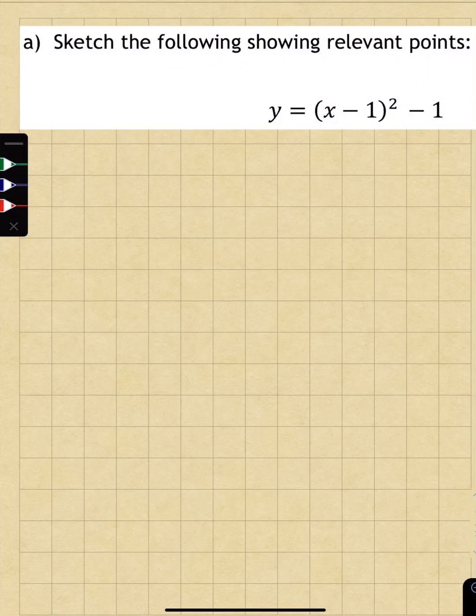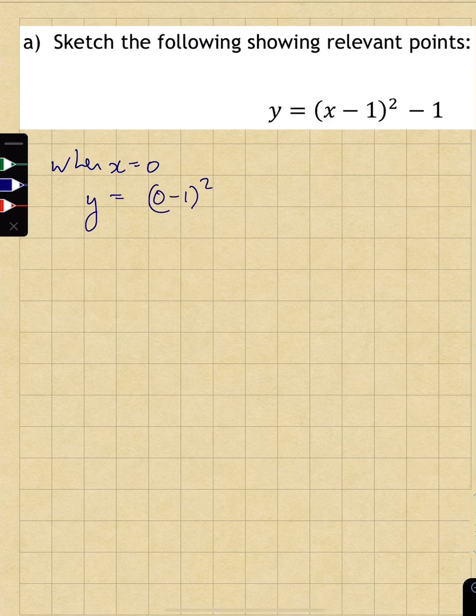Sketch the following showing relevant points. Now, the first thing I'll do here is when x equals 0, y is going to equal 0 minus 1 squared minus 1. So that's equal to 1 minus 1, which is equal to 0. So that gives us the point 0, 0.